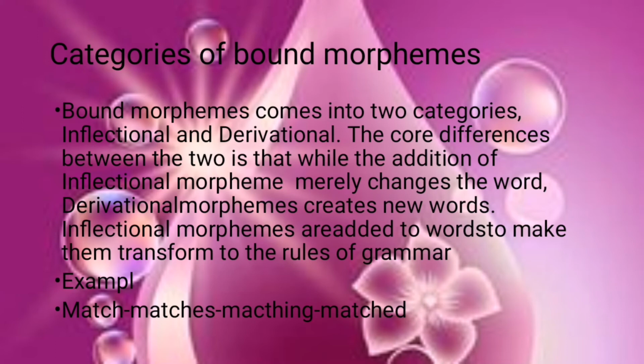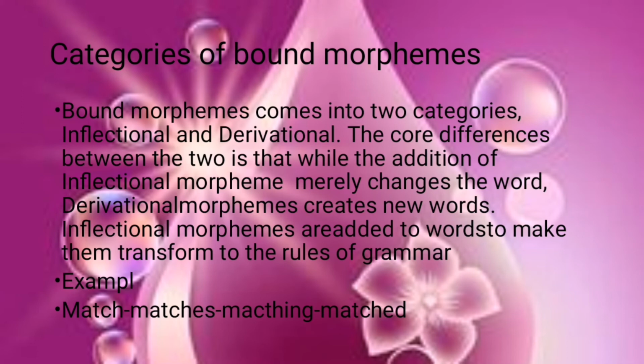So bound morphemes come in two categories. There's the inflectional and the derivational. The core difference between the two is that while the addition of an inflectional morpheme merely changes the word, derivational morphemes create new words. Inflectional morphemes are added to words to make them conform to the rules of grammar.